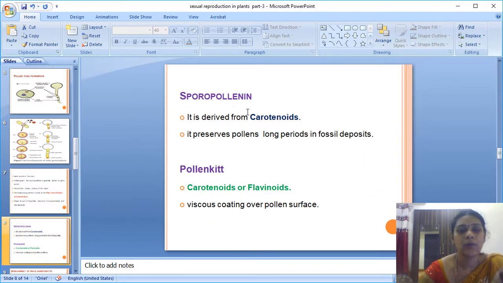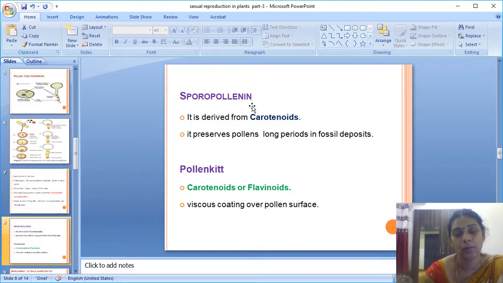Okay, and sporopollenin and pollen kit are the very important wall materials of the pollen. Sporopollenin is derived from carotenoids, and it is developed from the pollen protoplasm. In the introduction I explained that pollen consists of dense protoplasm with a centrally located nucleus. It is derived from that protoplasm and partially from the tapetum of the anther wall. Tapetum is the inner layer of the anther wall, which I explained in the last video. From that tapetum and the pollen protoplasm, it is derived.